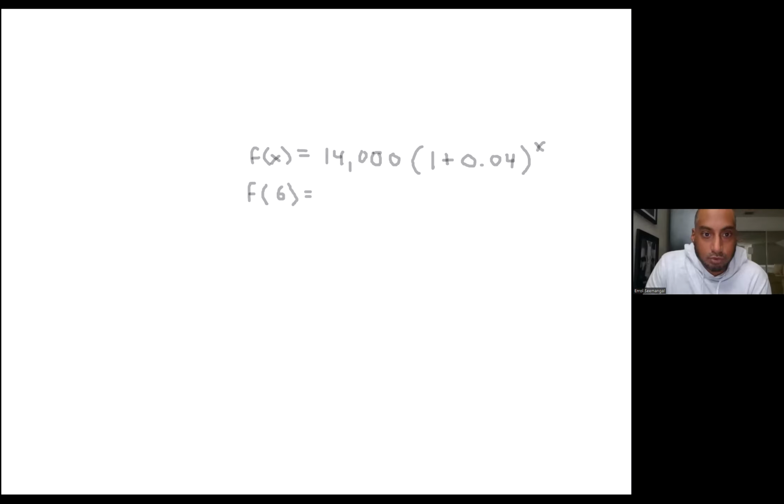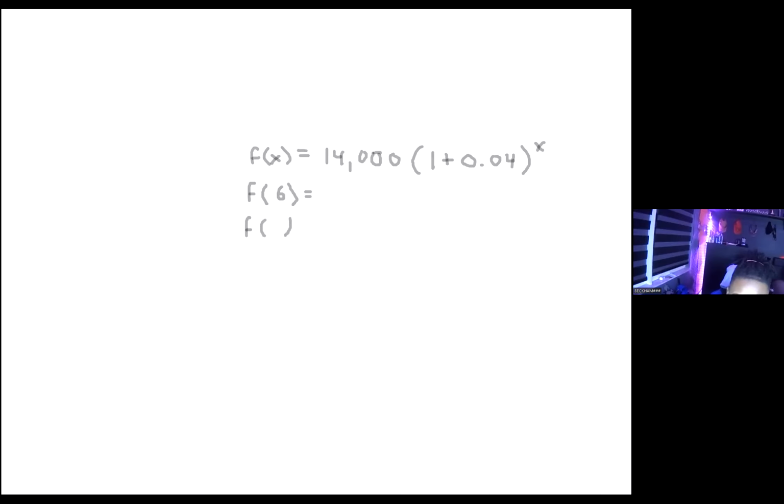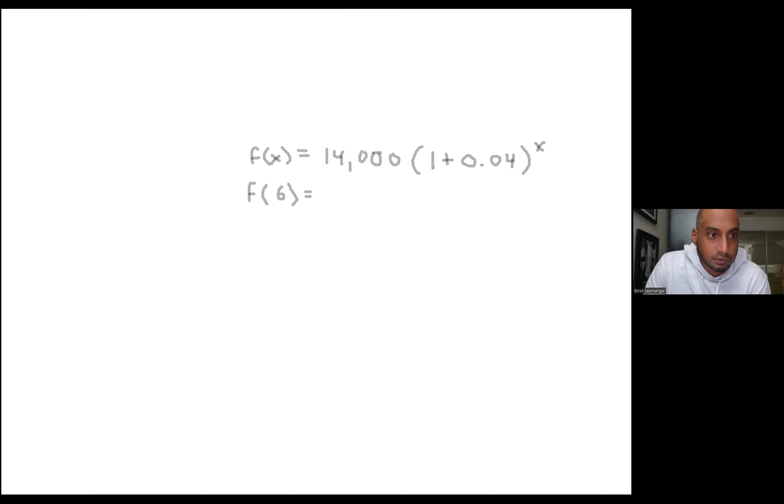For the next one, what was the population 6 years ago? What number are we plugging in here? If you're subtracting, wouldn't it be negative 6? Negative six. Okay, so let's do the six first. Just plug in six there. 14,000 times, what's 1.04?